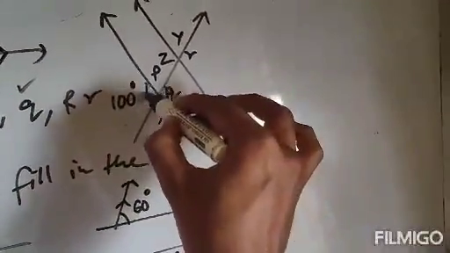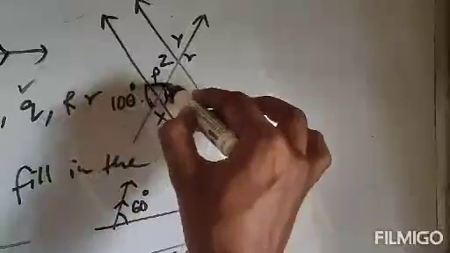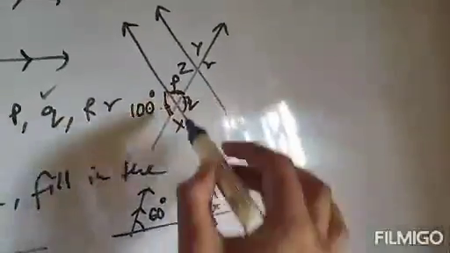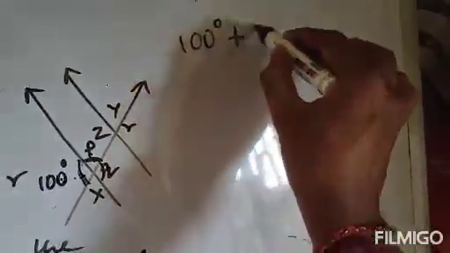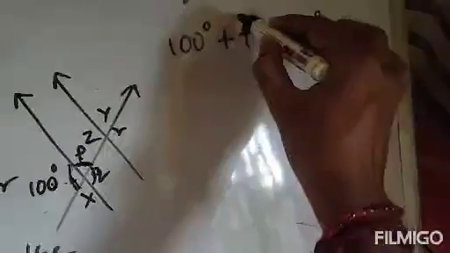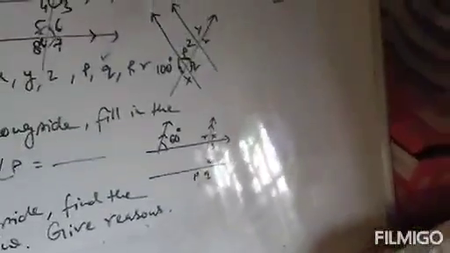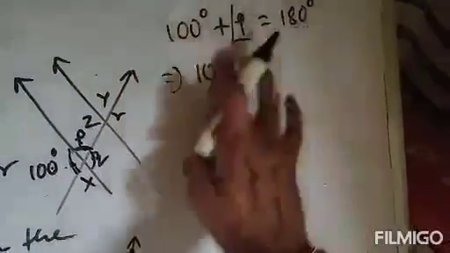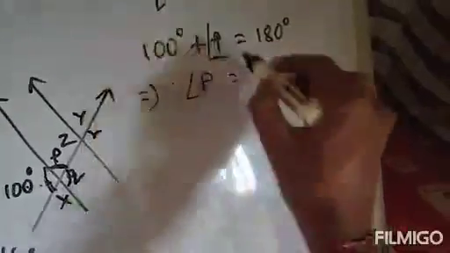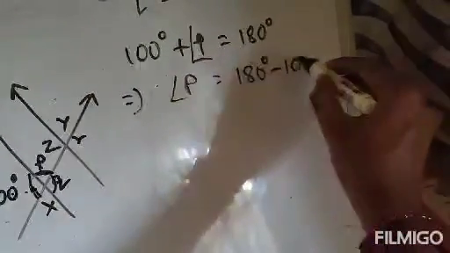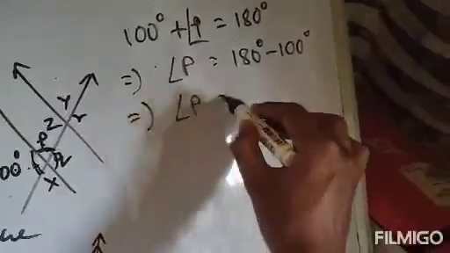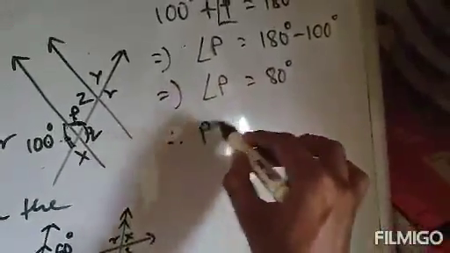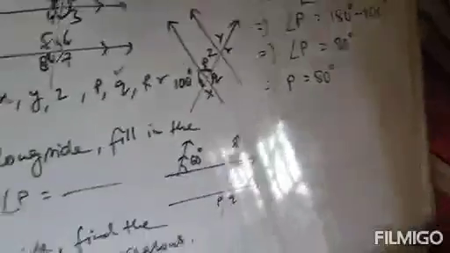Now if this is 100 degree, and this is the angle p, so these two angles are linear pair of angles. So 100 degree plus p equal to 180 degree. So there we can calculate the value of p. Just write angle p, because these are linear pair of angles. Substitute the value, 180 degree minus 100 degree. So angle p will be equal to 80 degree.